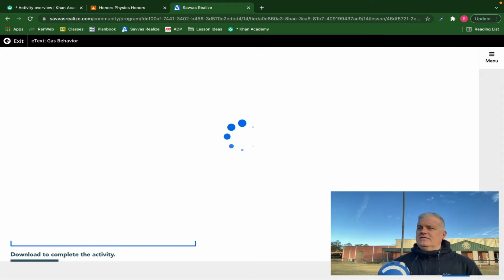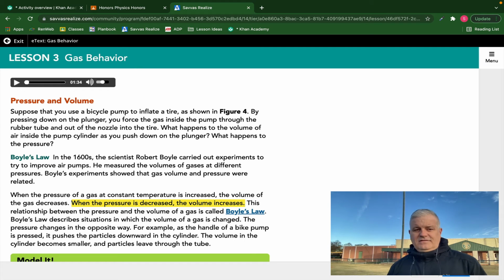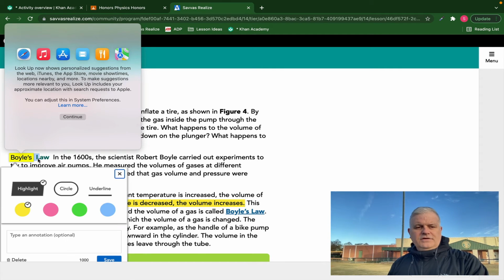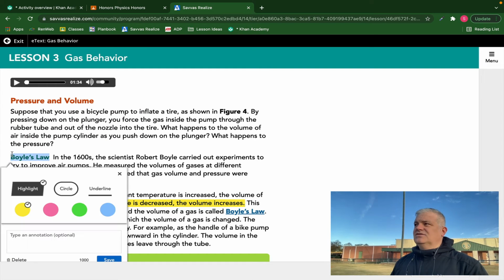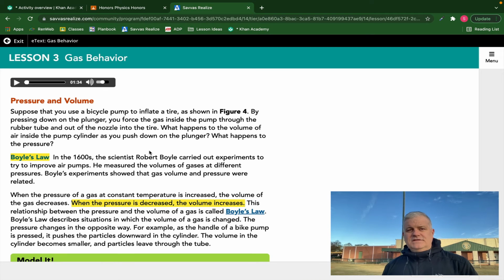But when the pressure is decreased, the volume increases at a certain temperature. So pressure and volume are related, and this is where we get what's called Boyle's Law. So Boyle's Law, we'll highlight this here. Robert Boyle, who was a direct frenemy, if you will, of Isaac Newton, said that when the pressure is decreased, the volume increases. So when the pressure decreases, the volume increases. So when temperature decreases, volume decreases, but when the pressure decreases, the volume increases. So it's opposite. Hey, we've got students over there. Very exciting. And that's Boyle's Law.